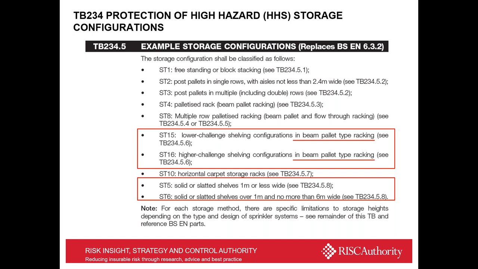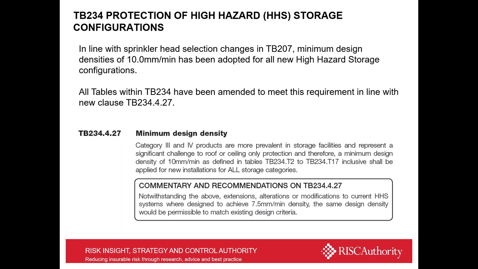As we discussed earlier in TB207, the selection of sprinkler heads has now changed. Following research from NFPA, findings on site show design densities in excess of 7.5 mil are becoming more common. Higher densities with larger sprinkler heads are proven to control fires quicker and suppress the fire size.